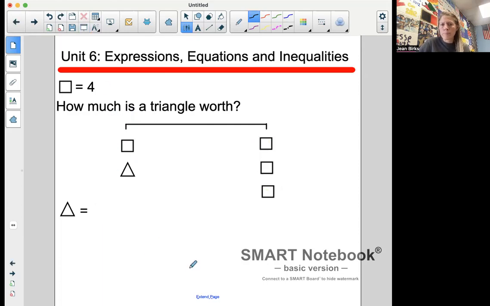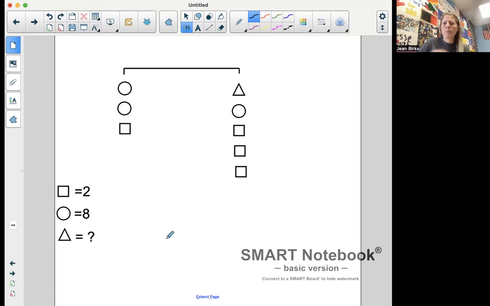Here's another one. If I told you that squares are worth 4 on this one, or whoops, wrong one, this one, changing it. So they still balance. So I know that they're equal on both sides. And this time I told you a square is worth 2. A circle is worth 8. What's a triangle worth? I'm going to have you hit pause, pick a strategy and see if you can get it right, and then hit play, and I'll go through my strategy.